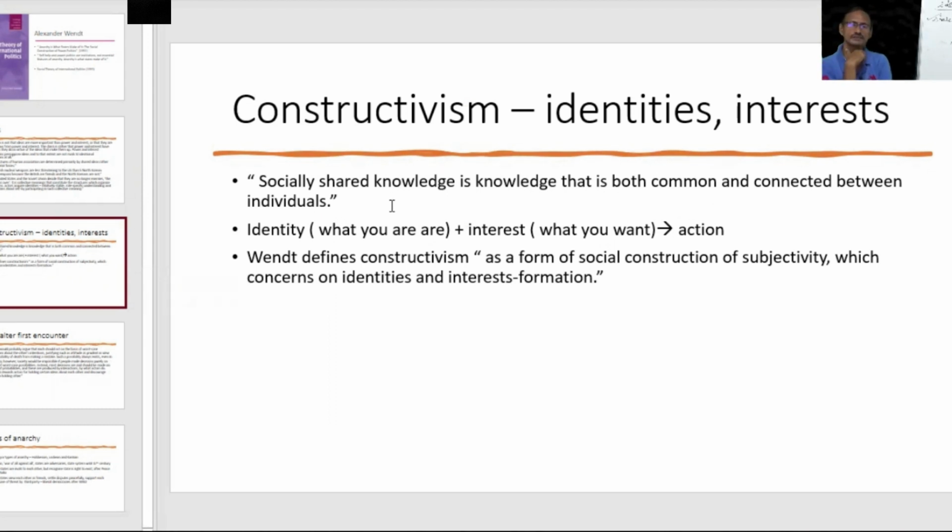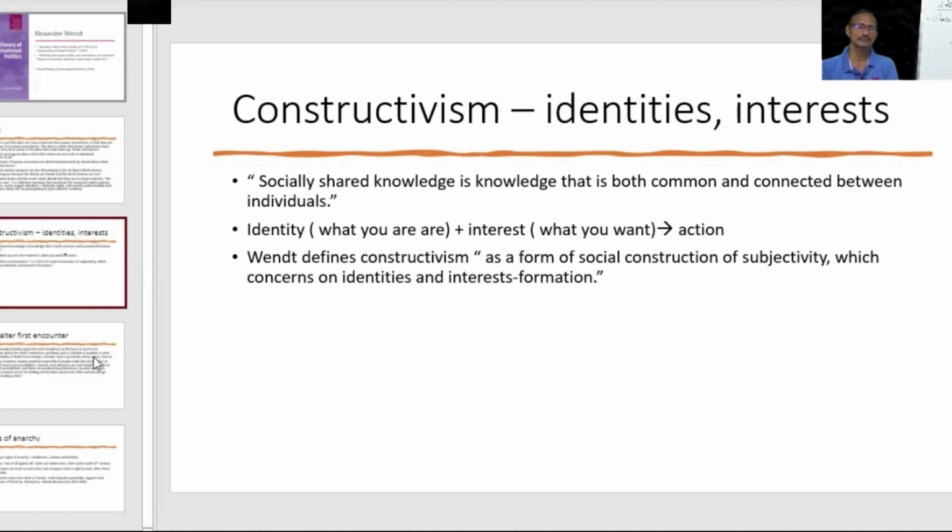And what is the definition of constructivism? To Wendt, it is a form of social construction of subjectivity which concerns identities and interests formation. Constructivism is about how identities and interests are formed through subjectivity. Okay. So that is constructivism.